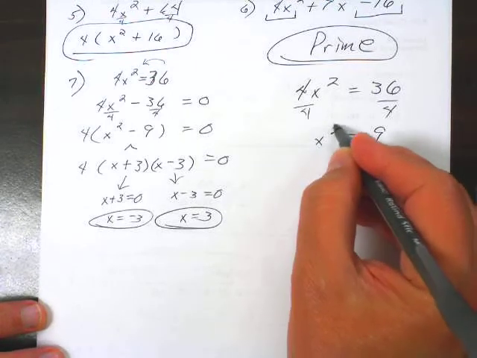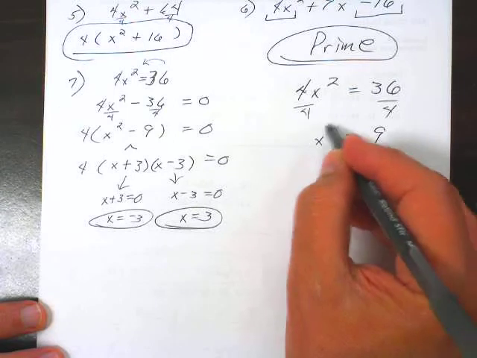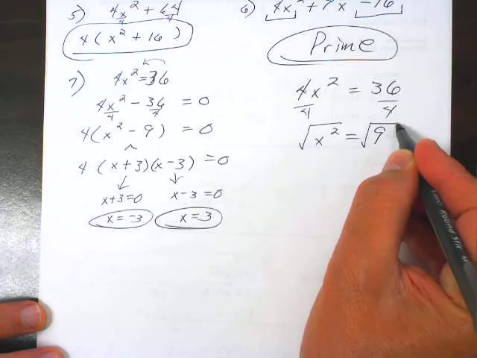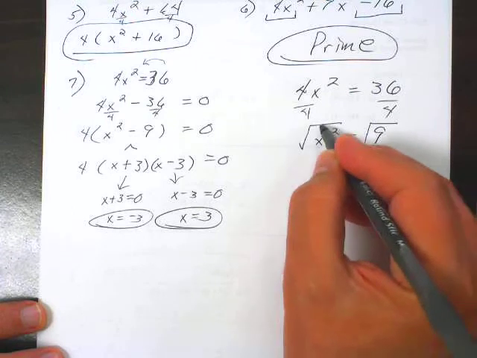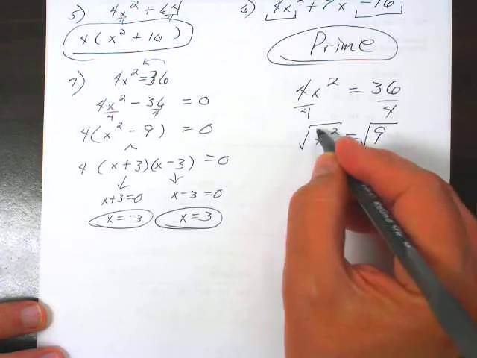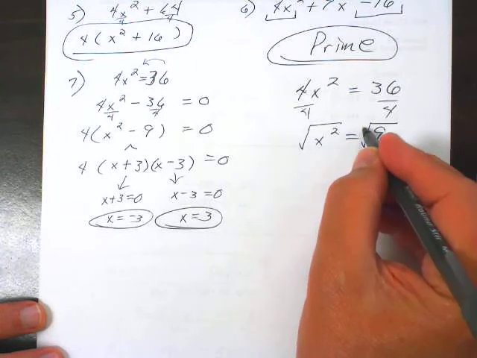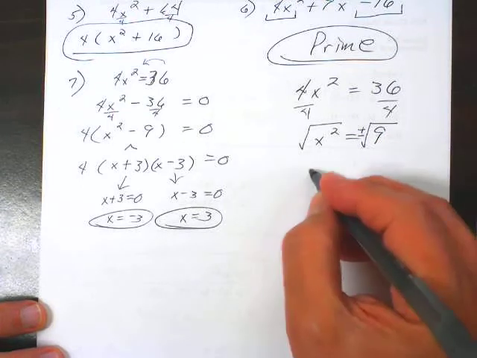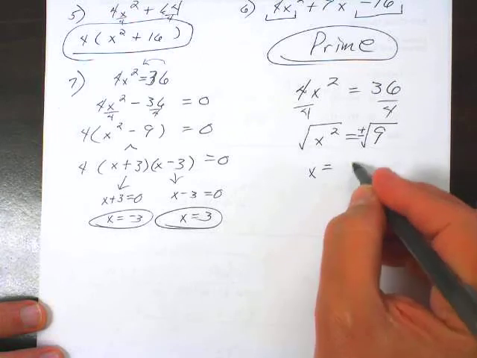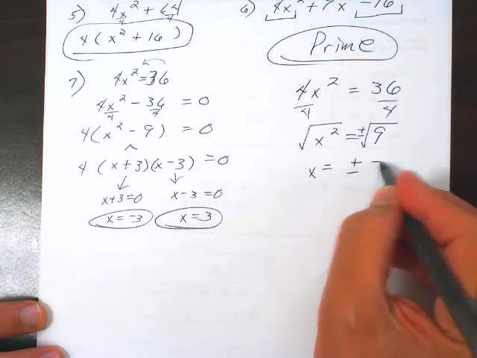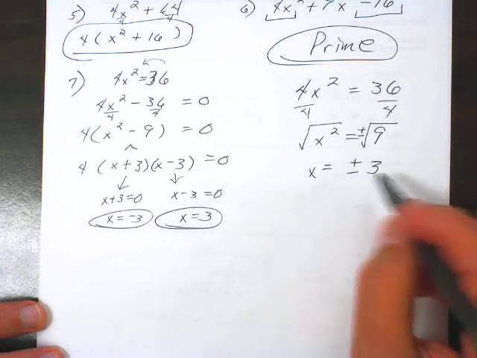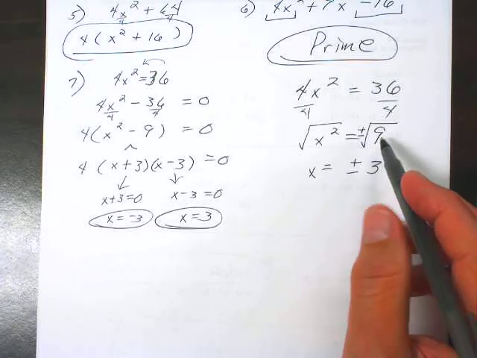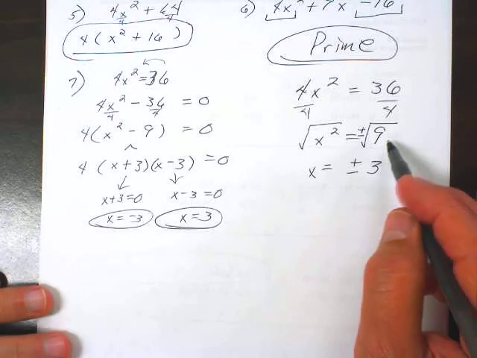Then to get rid of this square, I'm going to square root both sides, because a square and a square root cancel each other out. Now, I also have to put plus and minus over here. Square root of 9 is 3, but it's positive 3 and it's negative 3. And you say, well, I thought square root of 9 was just 3. Well, if you put that in the calculator, that is what you're going to get, 3.